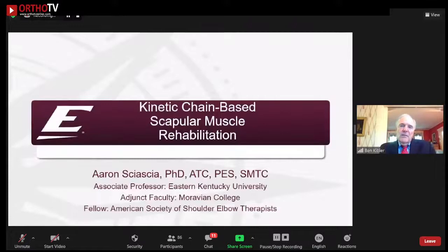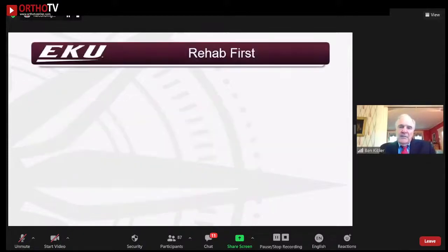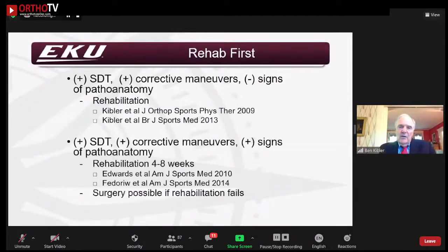So now let's talk a little bit about rehabilitation. My partner and colleague, Dr. Shasha, has been very, very interested in this. And remember that rehabilitation is a very important part of this, whether there is pathoanatomy or there's not. If you have your positive scapular dyskinesis test, positive corrective maneuvers, but no pathoanatomy, this is all the physiology, then rehabilitation is by far the major treatment protocol.